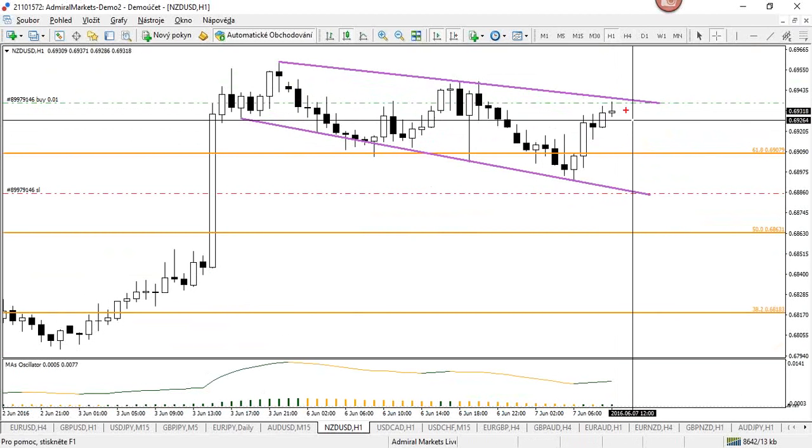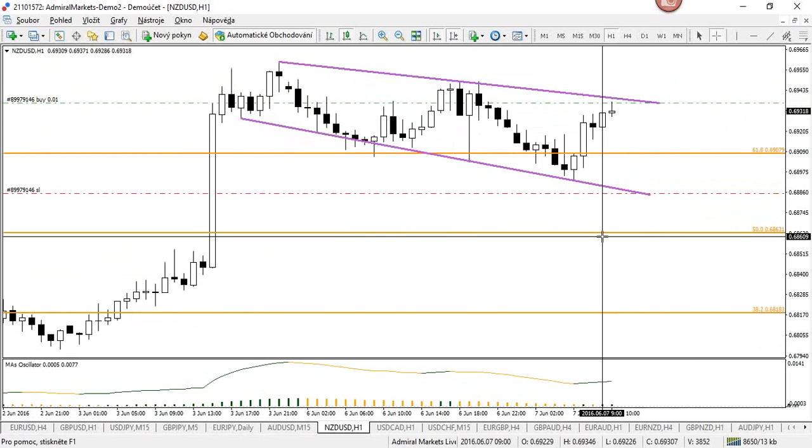All right, but from an hourly perspective, it could be better to let it dip back down in here and look for longs here, then zoom into the 15 and look for a bounce right there. That would probably be a bit better.